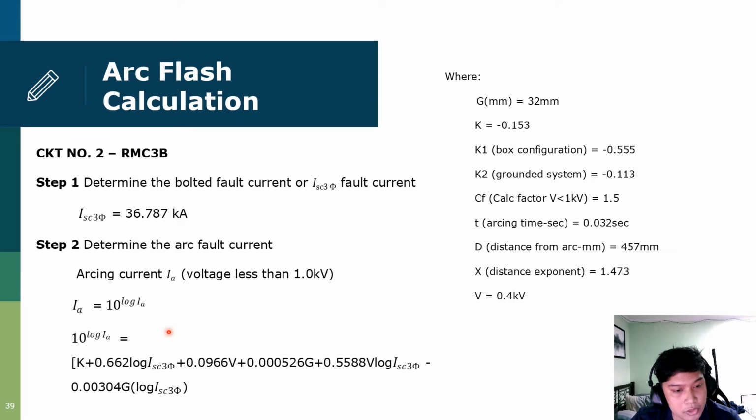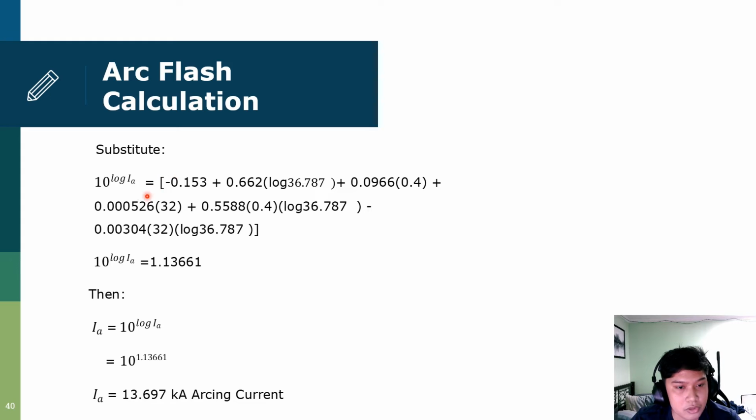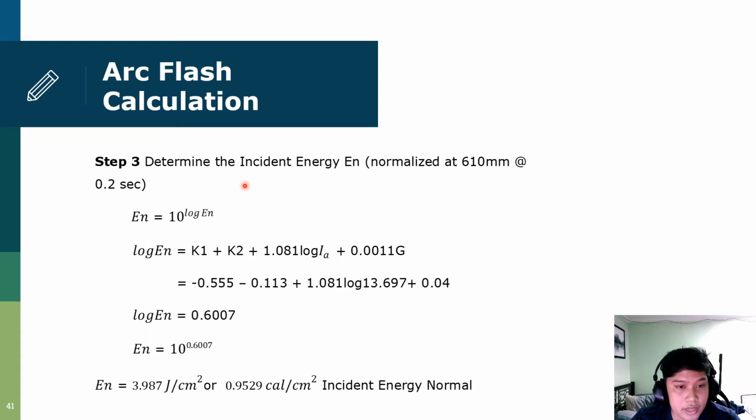So this is the formula to be used, and these are the variables to be used. Same with the previous one. I substitute the variables. We got 1.13661. Substitute this variable. This result to the previous formula, which is this one. 10 raised to 1.13661. The arcing current equals 13.697 kiloampere. Our third step is to determine the incident energy En.